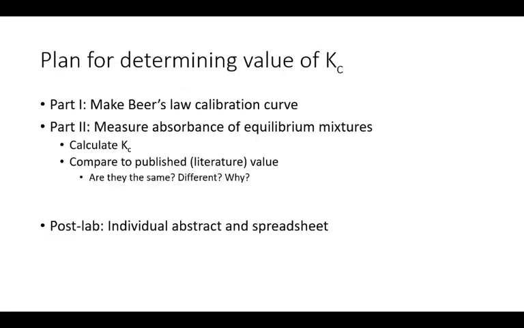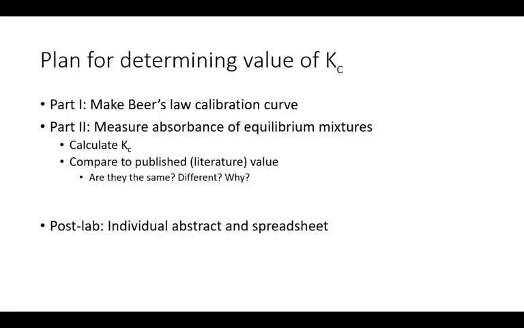Okay, so we're actually going to reverse the order that we just talked about. The first thing that you're going to do in this experiment is make that Beer's law calibration curve. The module will guide you through thinking about how those solutions are prepared, and it will give you data for the absorbance that you would have measured based on concentration. And then you're going to measure the absorbance of some equilibrium mixtures, or rather you're going to get the data related to measuring the absorbance of those equilibrium mixtures.